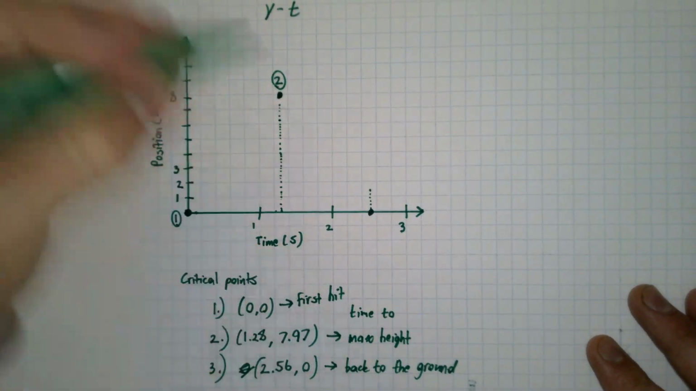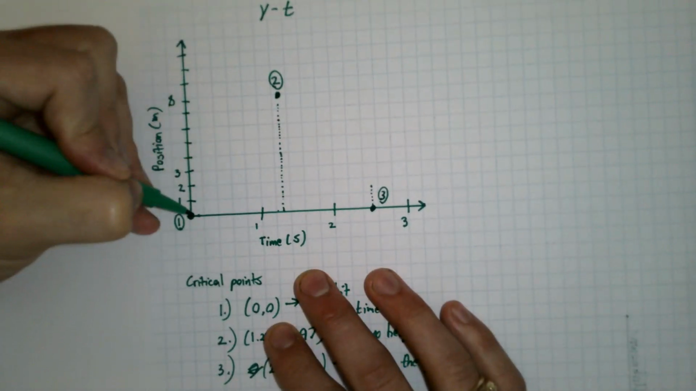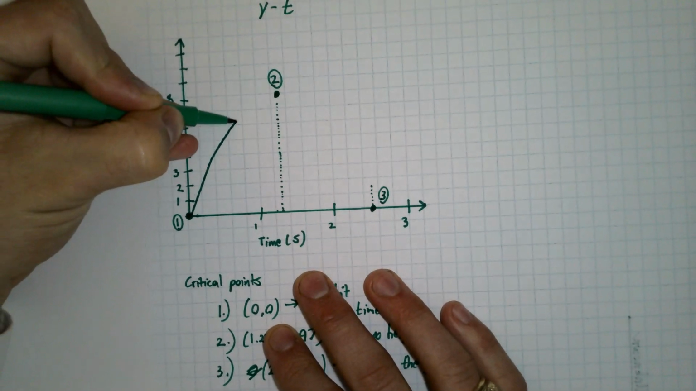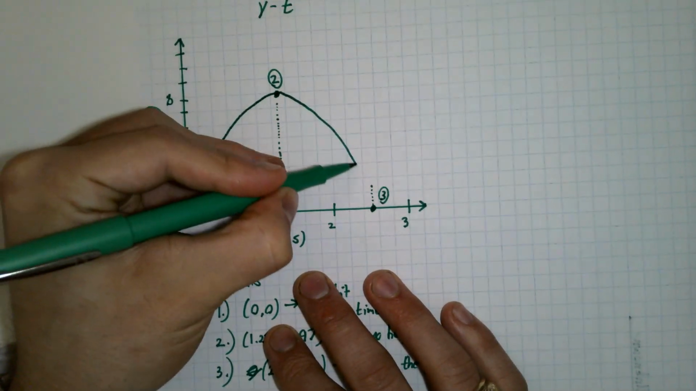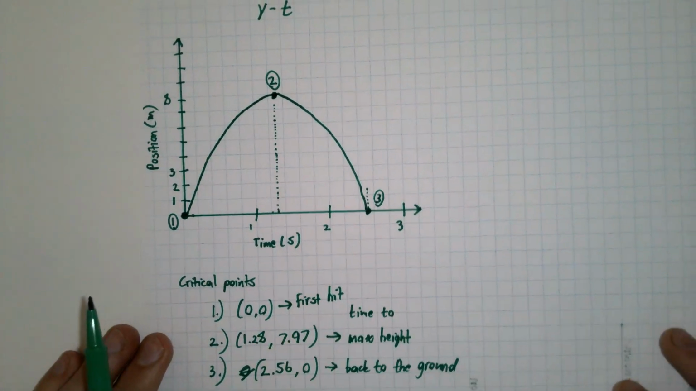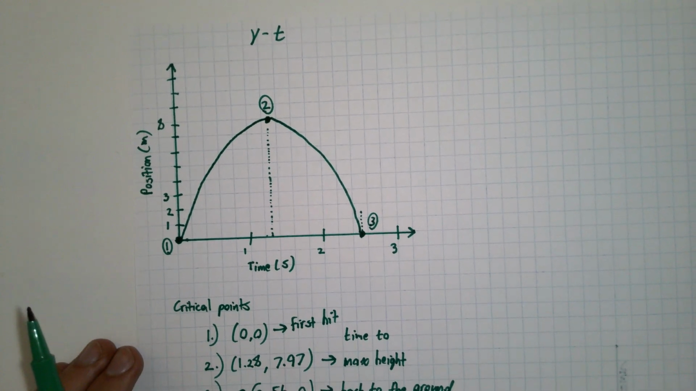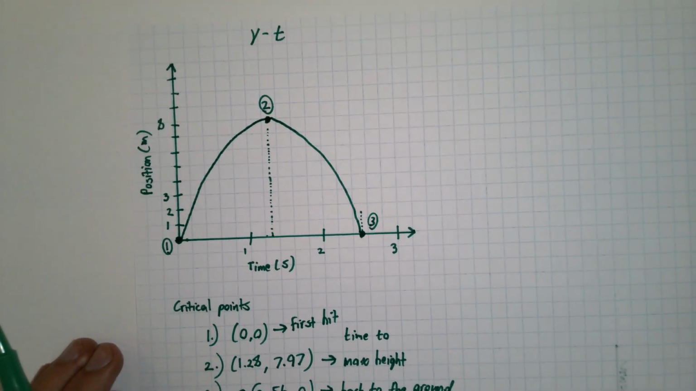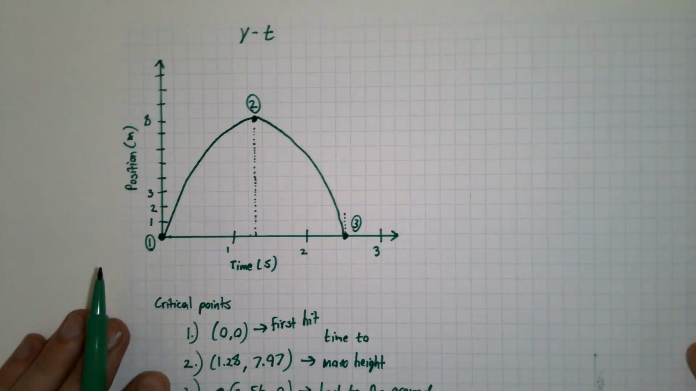And so these are our 3 critical points. Now we just connect those with a smooth curving line that represents a parabola. This is maybe the hardest part, at least for freehand. There's our inverted parabola. Those are the 3 critical points. This is our position time graph for our 30-degree hit.